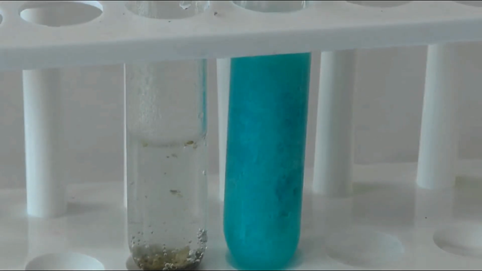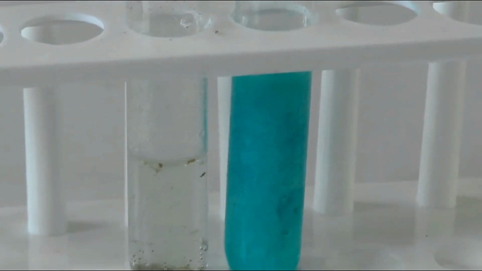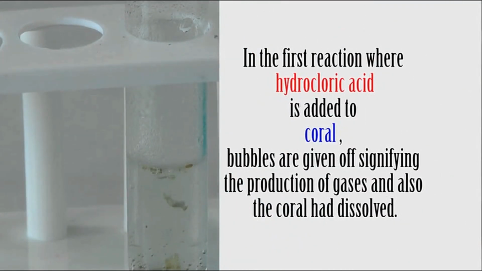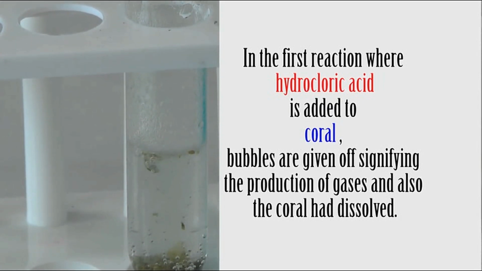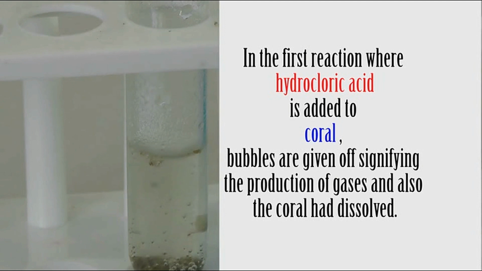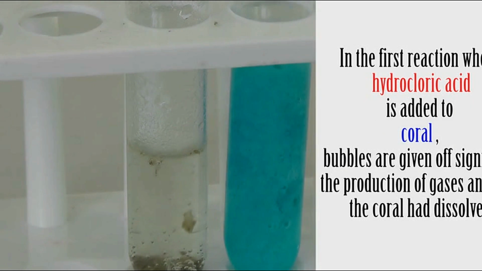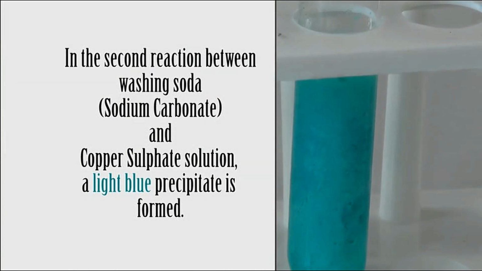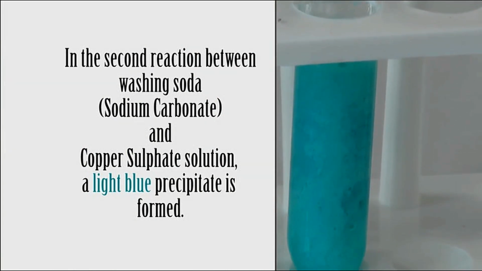Upon observing the reaction, it is noted that a chemical reaction had occurred. In the first reaction, hydrochloric acid is added to coral, which is calcium carbonate. Bubbles are given off, signifying the production of gases, and also the coral had dissolved. In the second reaction between washing soda, which is sodium carbonate, and copper sulfate solution, a light blue precipitate is formed.